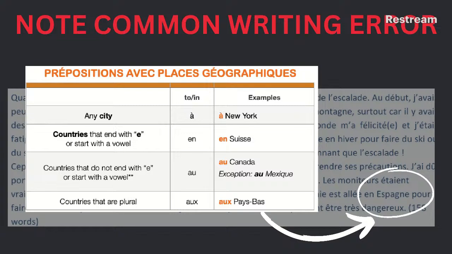So it's important to think about what you're talking about. For example, if you're talking about London, it doesn't begin or end with an E or vowel, so it's going to be à Londres. But if we're talking about England, or Angleterre, it's going to be à. Or, no, it's going to be en Angleterre, because that obviously begins and ends with a vowel.